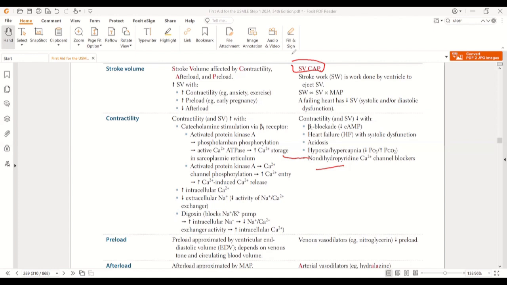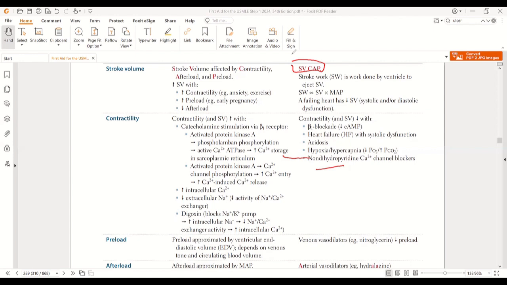Think of the concept that is the ejection fraction. Ejection fraction is another thing that we will discuss. On the basis of the ejection fraction, we will divide the heart failure into systolic and diastolic heart failure, right?